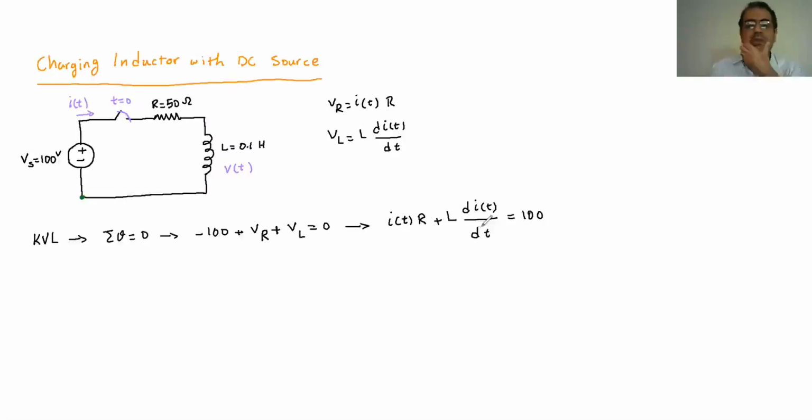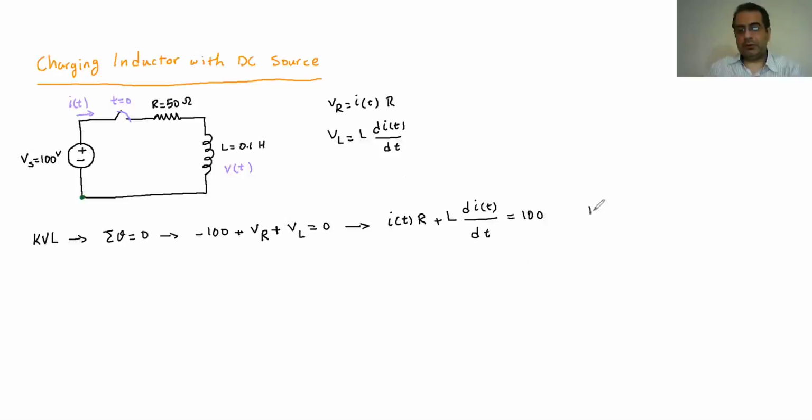So this is my differential equation that I have. Now that I have this differential equation, first I write the KVL, and then I get my KVL into the form of a standard differential equation. And so this is a very simple differential equation that we have. We know the solution.